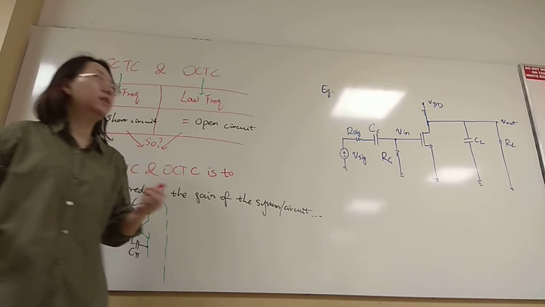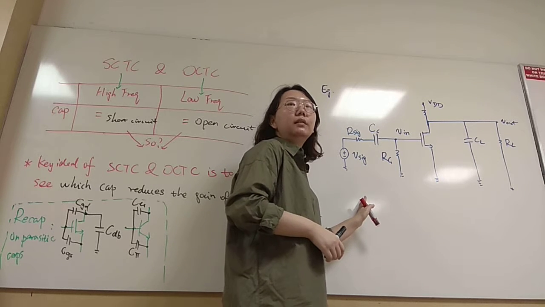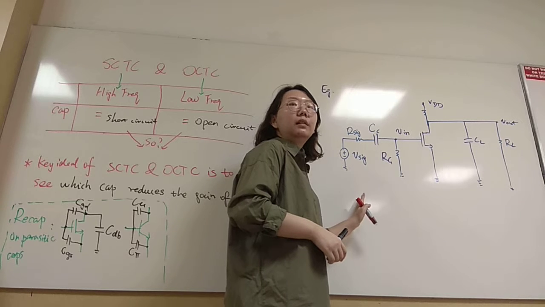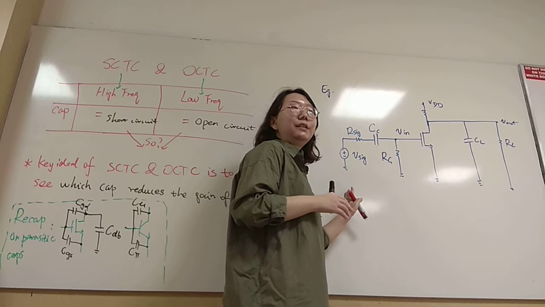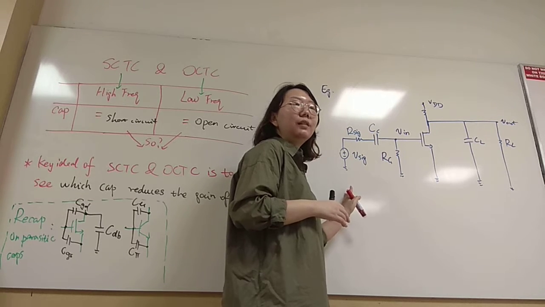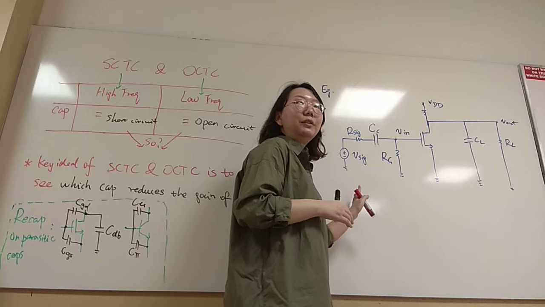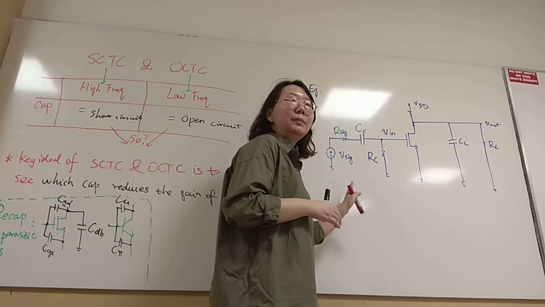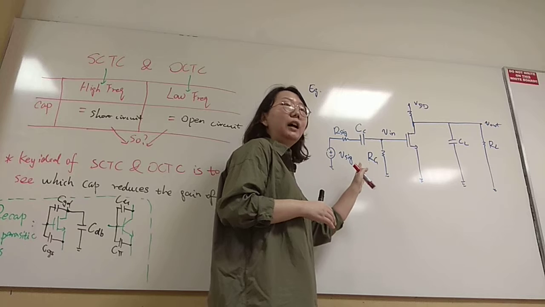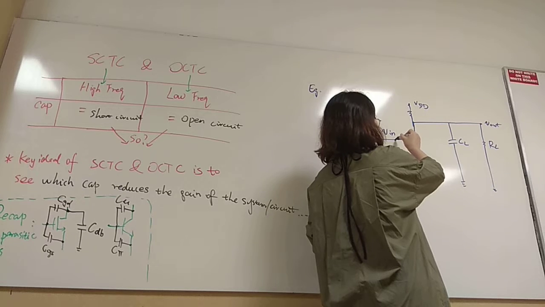If you are given a circuit, and they ask you to find the two cutoff frequencies, what's the first step? They only want you to find the two cutoff frequencies. The first step is to add in your parasitics, because all the parasitics will not be drawn for you. You need to draw them by yourself. Okay? So the first step is to add in all your parasitics.